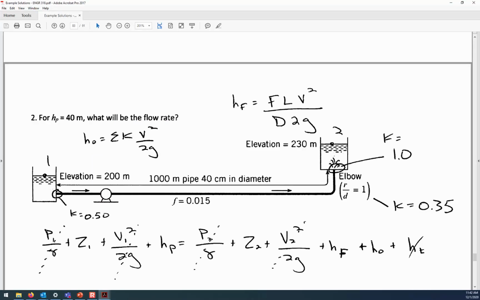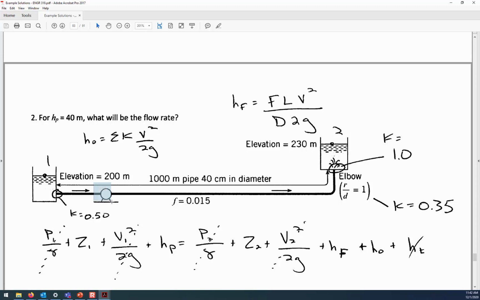So up on screen, we are applying the energy equation to this given situation. You can see that we're saying location 1 is at the top of the left tank, location 2 is at the top of the right tank. What we know about those locations is that there's no pressure and no velocity, but at each of them there is an elevation. So 200 on the left, 230 on the right.